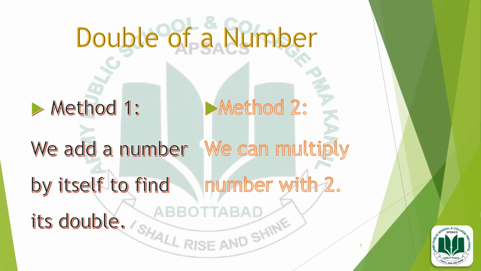Now students, I explain the double of a number. There are 2 methods to find the double of a number. Method number 1 is when we add a number to itself to find its double. And method number 2 is we can multiply a number by 2. It means we can find the double of a number by adding a number to itself and by multiplying a number by 2.